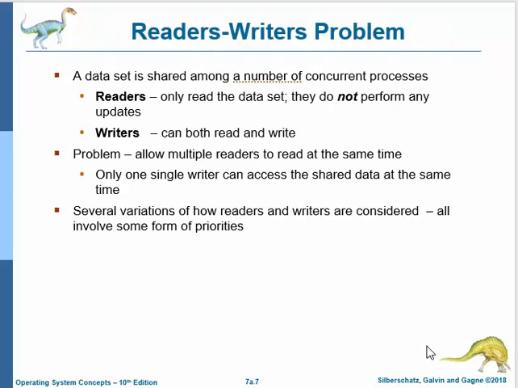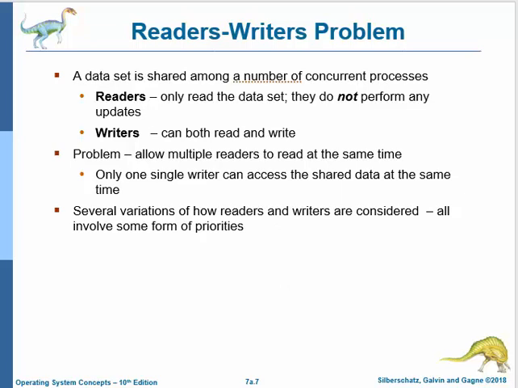So the next one is what we call the readers-writers problem. Suppose, for example, that a database is to be shared among several concurrent processes. Some of these processes may want to read the database, while the others may want to update it. For example, they want to read and write the database. So we distinguish between these two types of processes by referring to the former as the readers and to the latter as the writers. The readers can only read the dataset, but they do not perform any updates. But the writers can both read and write.